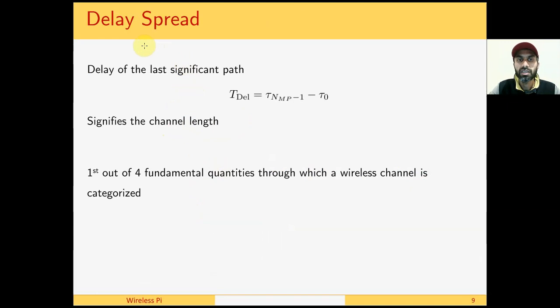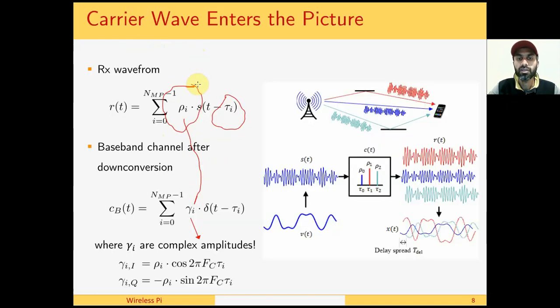First, we say that the delay spread, as the name says, is the delay of the last significant path. In this case, the delay spread is given by the time difference between the third path and the direct path. We can see it here.